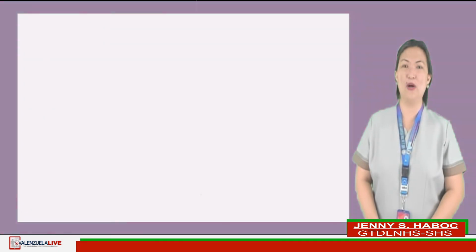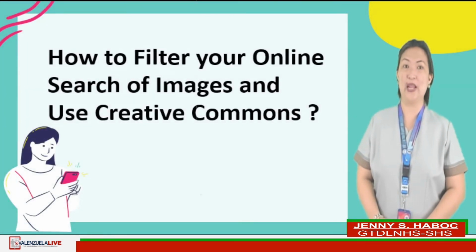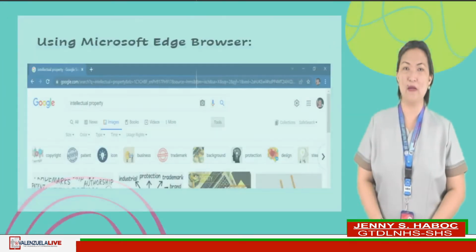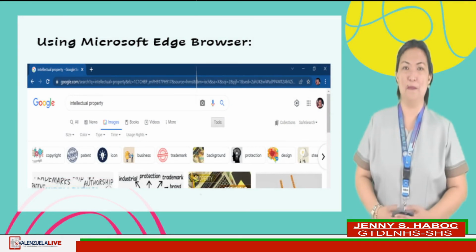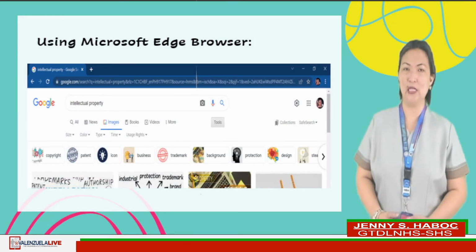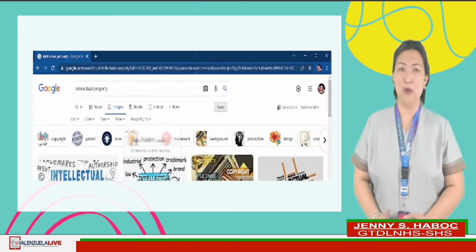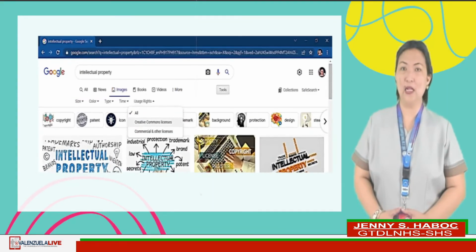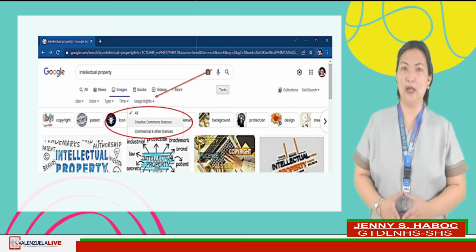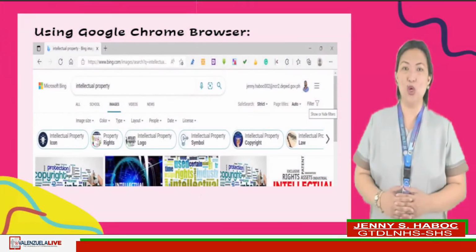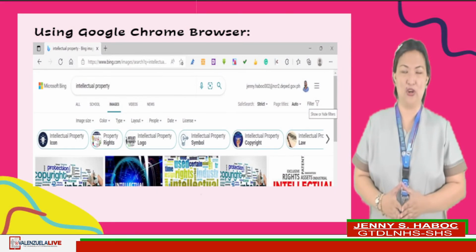How to filter your online search of images and use Creative Commons. In using Microsoft Edge browser, for example, you are going to search an image related to intellectual property. Type in the words intellectual property in the search bar. Then click the Tools menu button. Then the More Tools button will appear. Click the Usage Rights button. Then select from the drop-down menu the Creative Commons license. Now, you may start searching the image you want to use in your document or presentation.